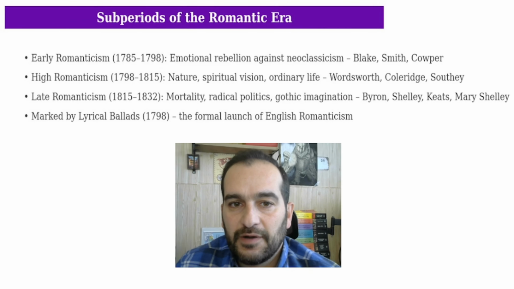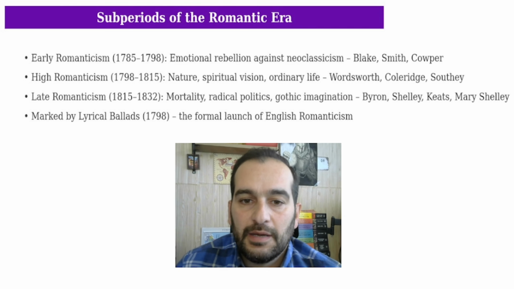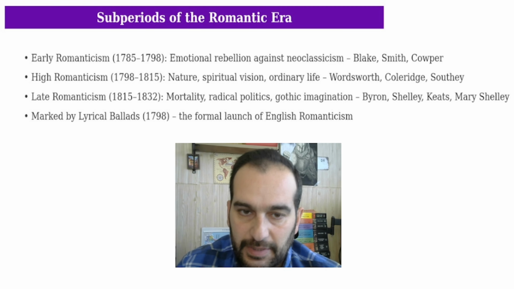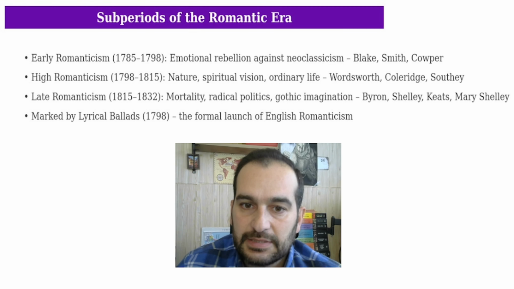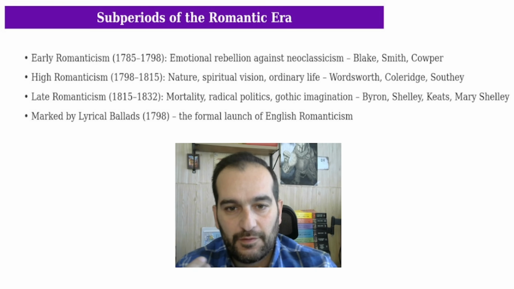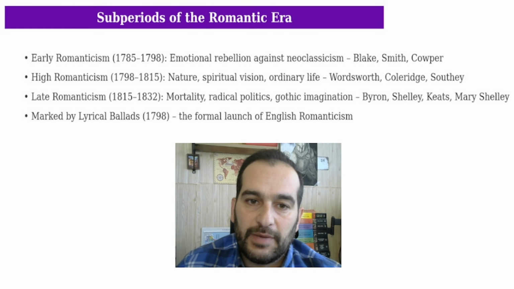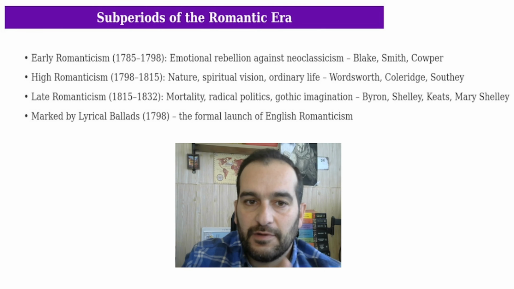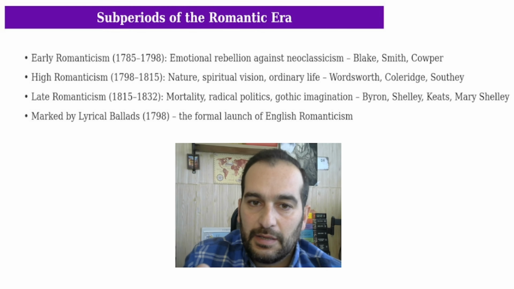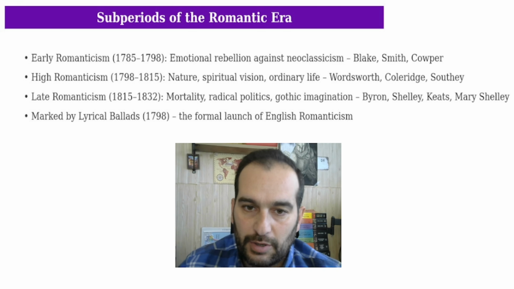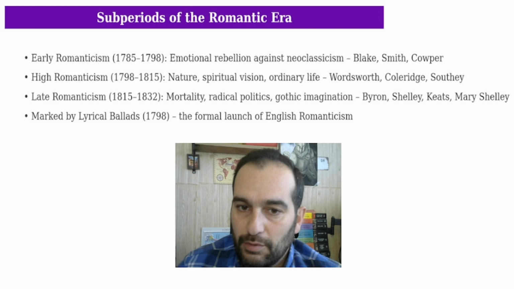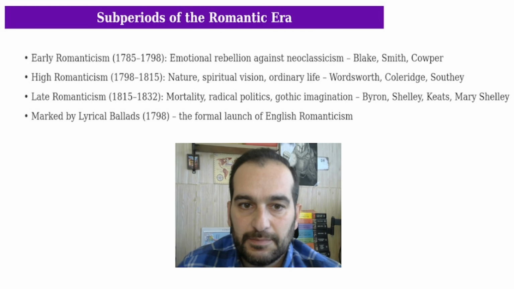Some scholars divide the Romantic period into three subperiods: early Romanticism, high Romanticism, and late Romanticism. Early Romanticism goes back to what was before the official start of Romanticism. It's like the end of the Neoclassical age and the beginning of Romanticism. It is marked by the emotional rebellion against Neoclassicism. We can consider William Blake one of the main authors during the early Romanticism period.